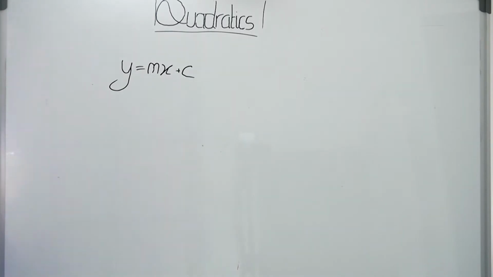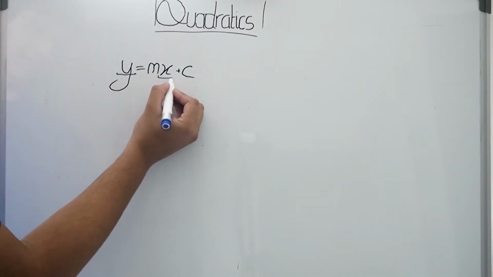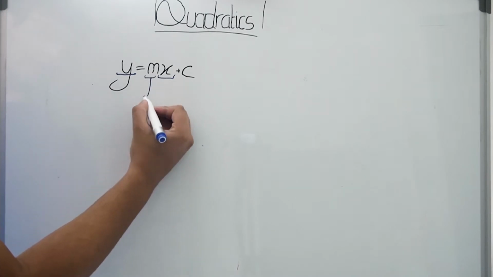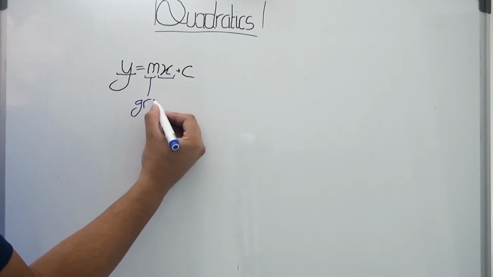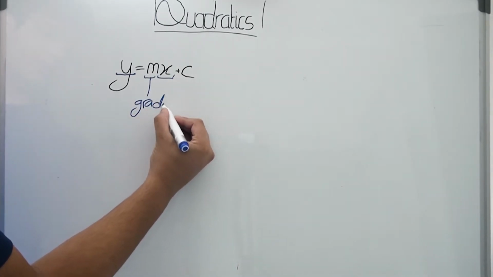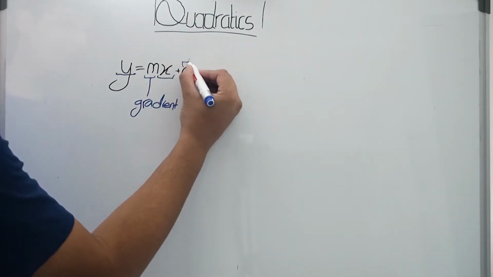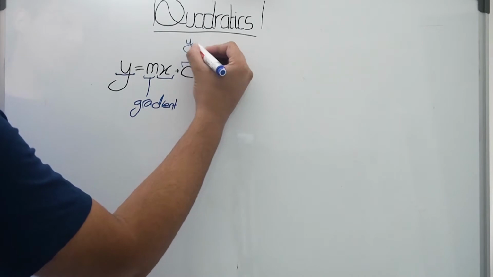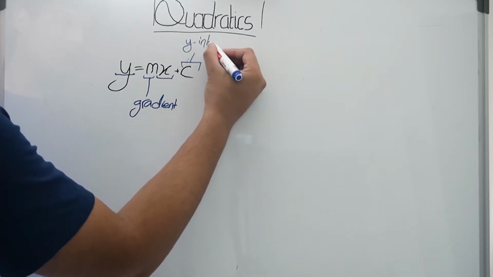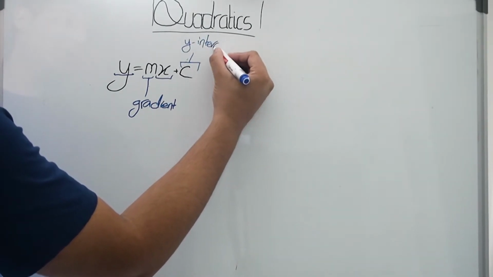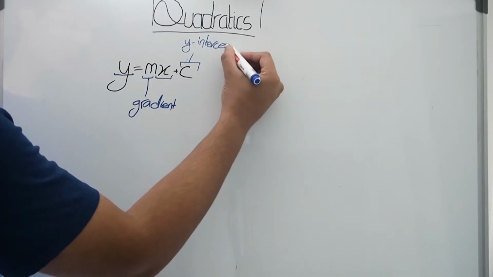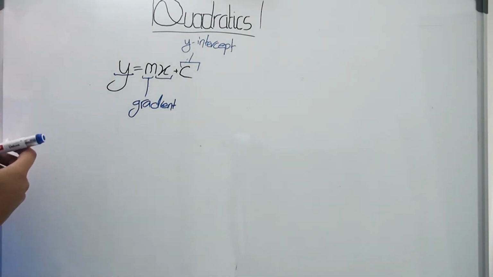Y is basically y, x is x, m is the gradient. Gradient as in the steepness of the graph, and c is the y-intercept. The y-intercept is the point where the graph meets the y-axis.